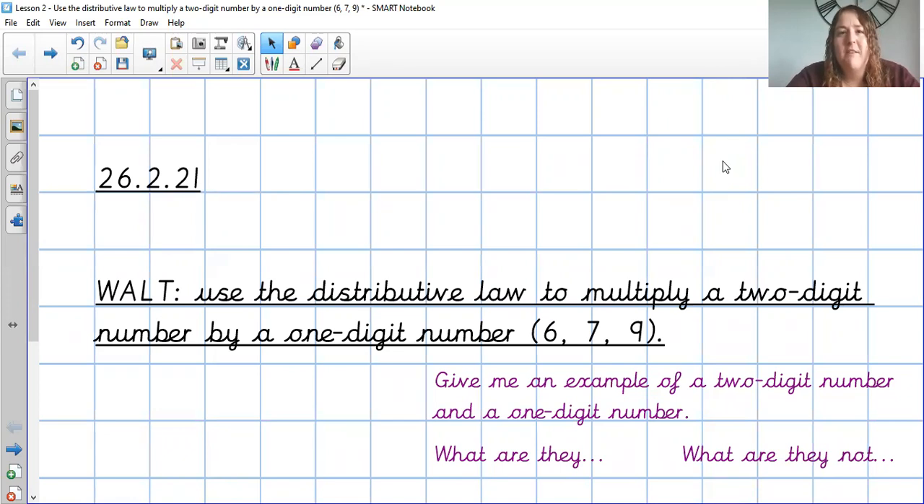So the distributive law is nothing to be scared by. It's just a method in which we're going to work it out before we go on to column multiplication in the next couple of lessons. Let's see what I mean by this then.